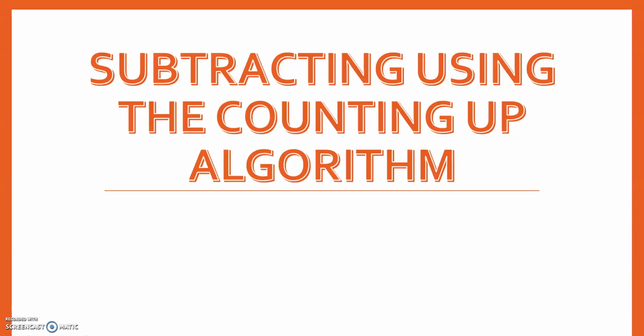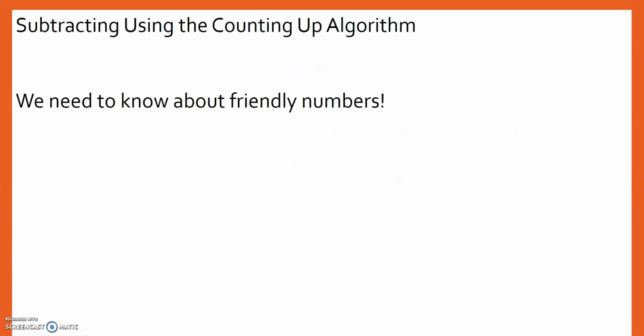Today's strategy is subtracting using the counting up algorithm. Sounds a little complicated, but it's not. So to begin with, we need to know about friendly numbers. Friendly numbers are just our tens and our hundreds. There's a 0 in the tens place or a 0 in the hundreds place, like 40, 120, or even 500.